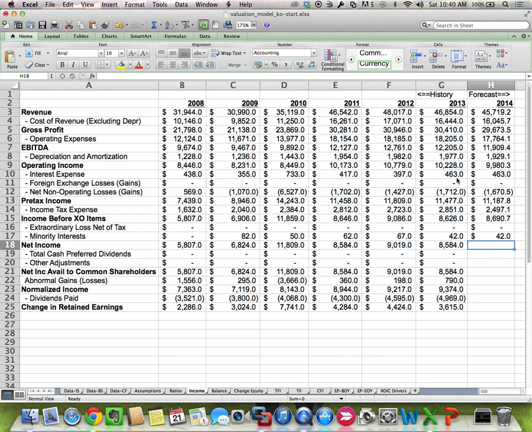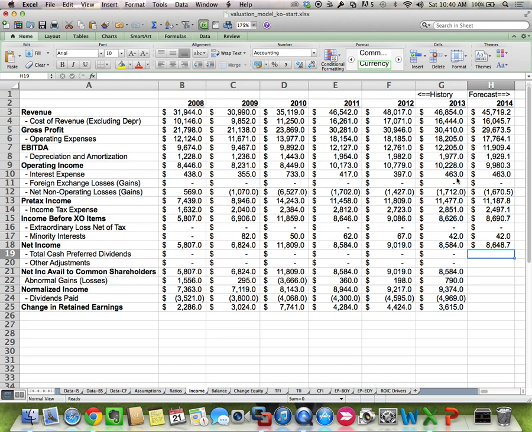That gets us net income. Net income equals income before extraordinary items minus the extraordinary loss minus the payment to the minorities. Net income.